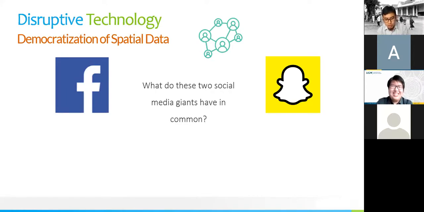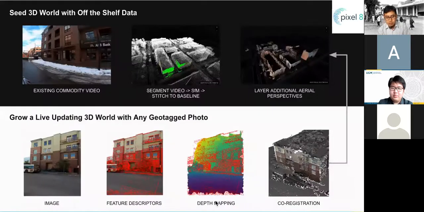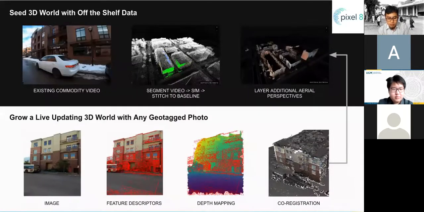So the common things about them is that they recently acquired two different companies. The first one is Facebook acquired Mapillary last year, and then Snapchat acquired a company called Pixel 8 earlier this year. So what's with these two companies? So we can see that the business process of these two companies is about creating a digital earth. So this one is from Pixel Earth.